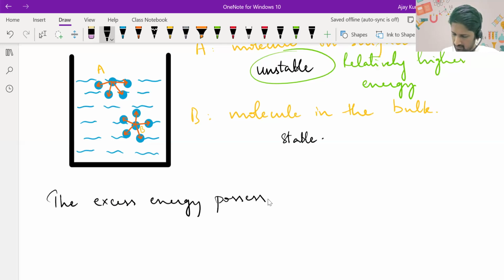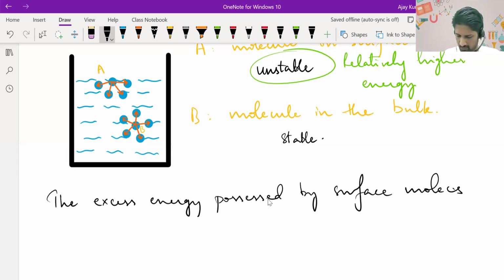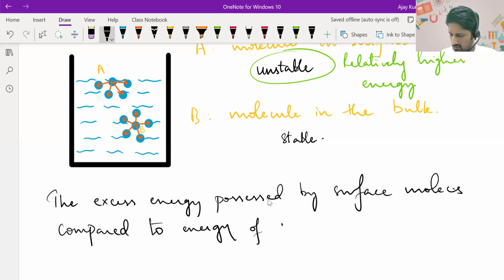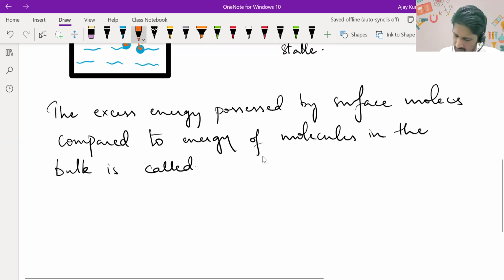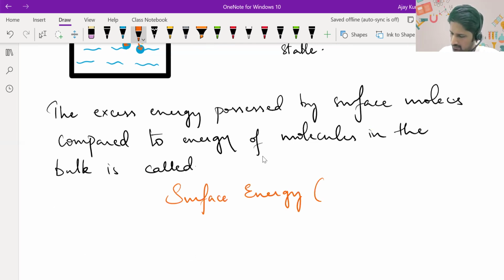possessed by surface molecules compared to the energy of molecules in the bulk. Any idea what this is called? It's called surface energy of the liquid, which we will now denote by the symbol U.